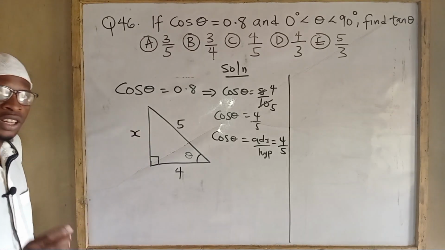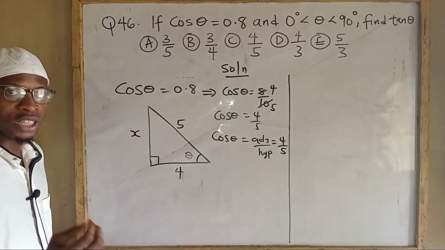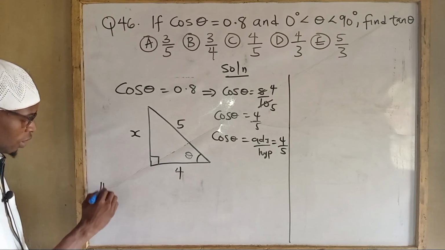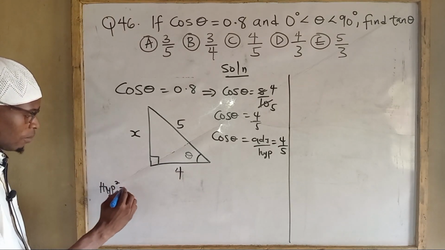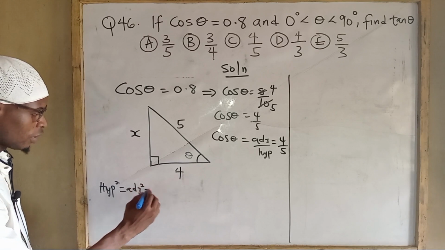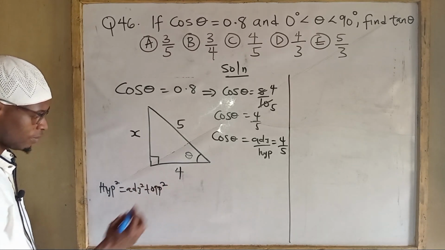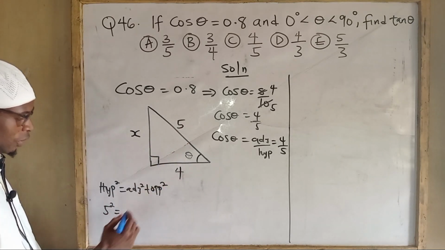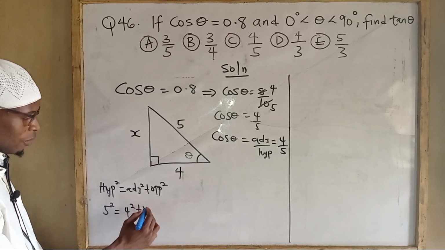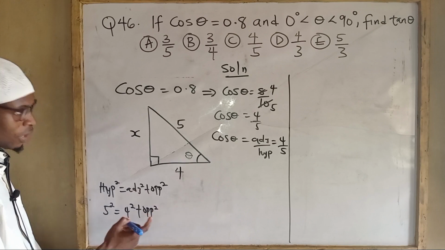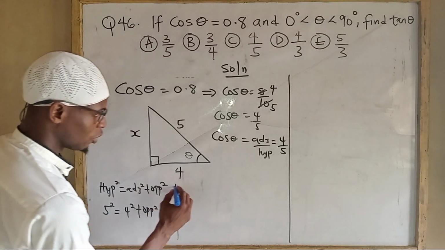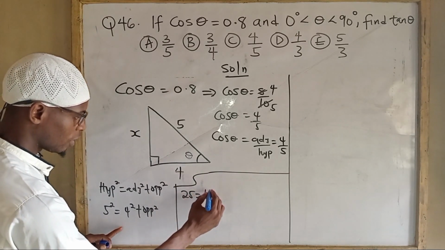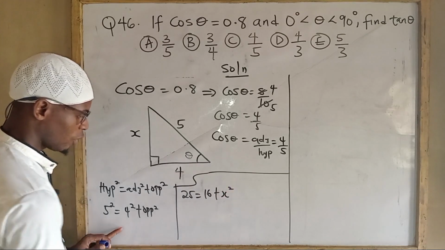So in the rule of Pythagoras theorem, whenever you have two sides given to you and you want to get the third side, you can apply Pythagoras theorem, which says that hypotenuse squared must be equal to the adjacent squared plus opposite squared. So my hypotenuse is 5 squared. Then my adjacent is 4 squared. So I'm looking for the opposite squared, which is represented as x. So this is going to be 25 is equal to 16 plus x squared. Don't forget that.